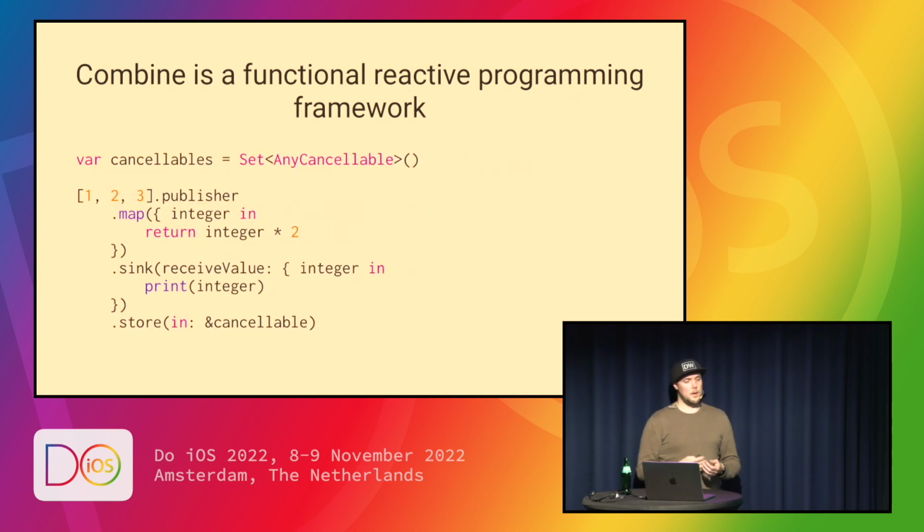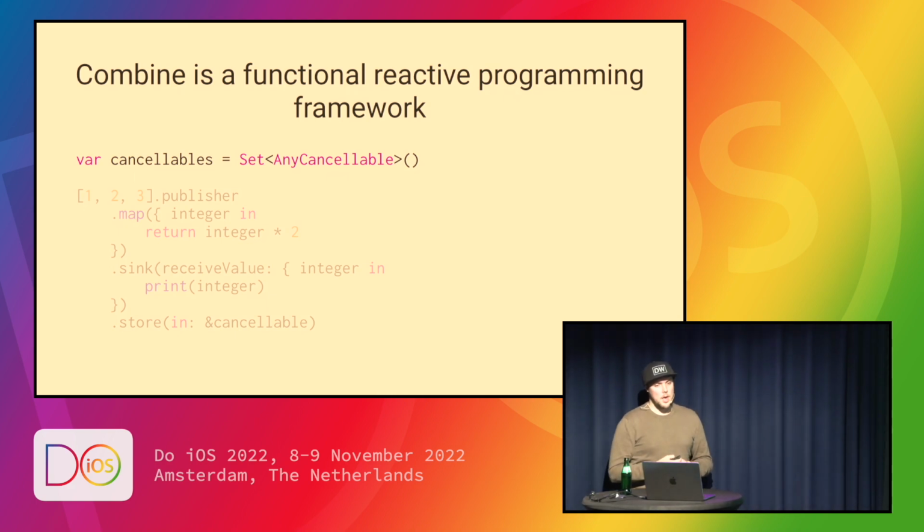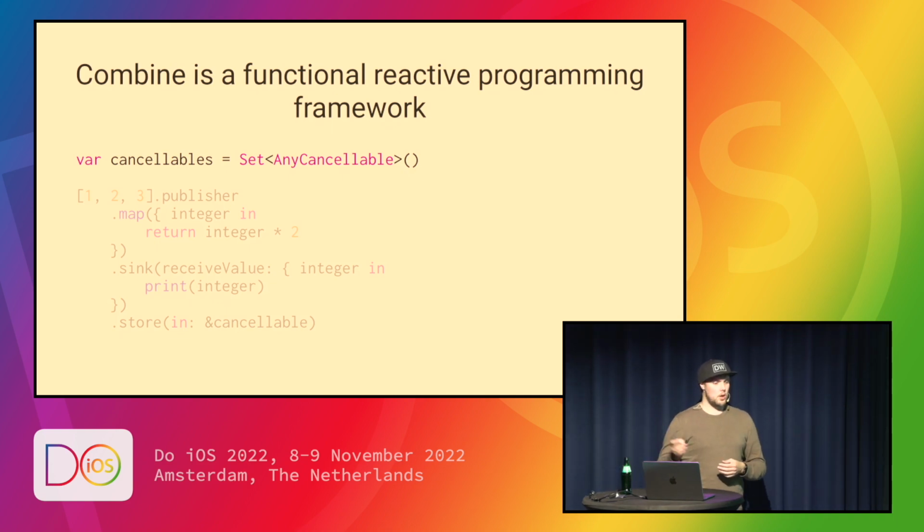So using Combine looks a little bit like this. This is a not too useful example on its own, but it is great to explain things. We have a set of cancellables. Cancellables are how we manage life cycles for subscriptions in Combine. That might not tell you much right now, but it will be very important towards the end of the talk. So keep that in mind.